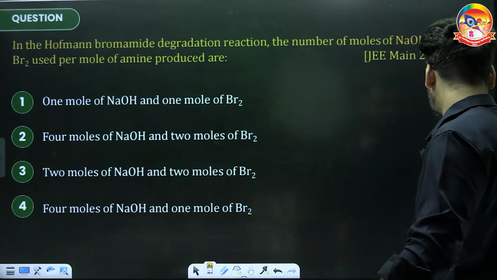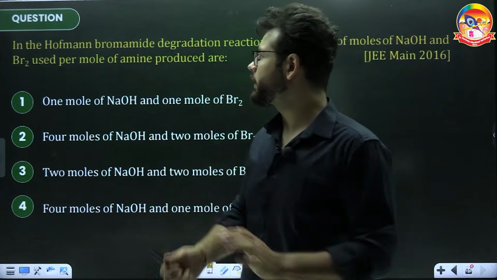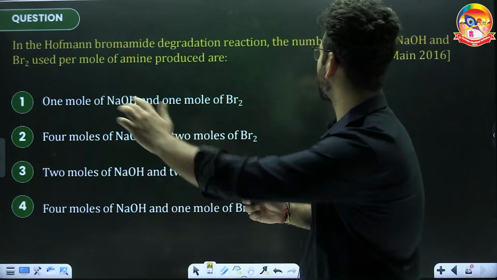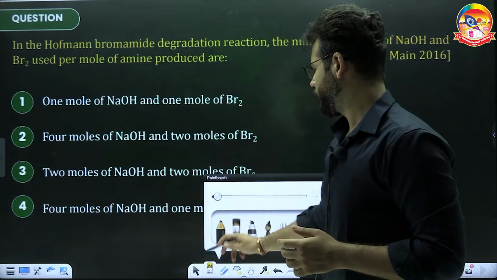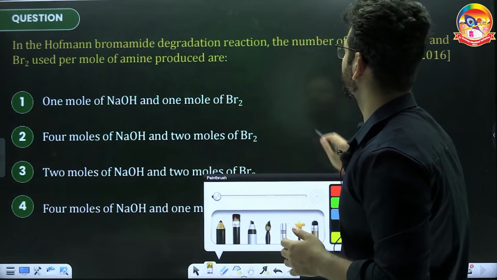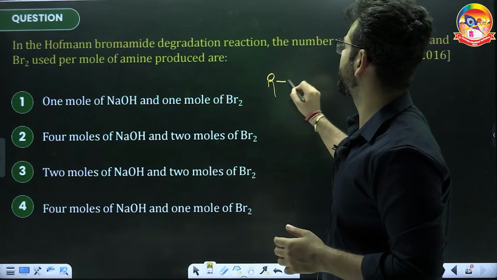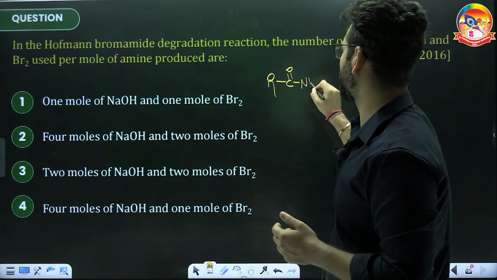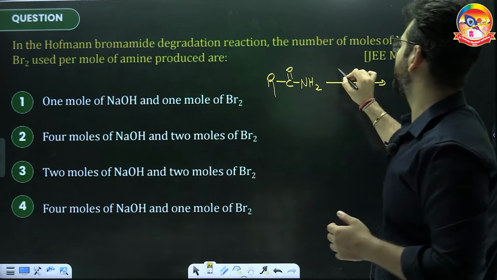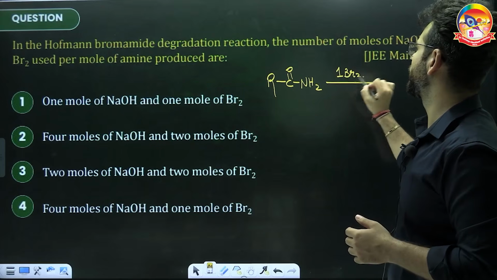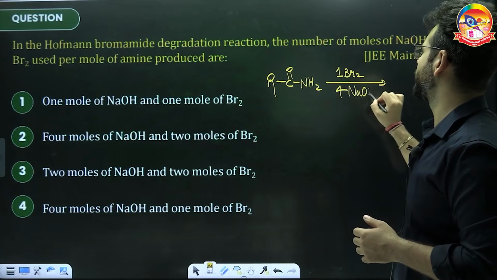Okay, this is the last question we have. So we'll keep it till here. I want you to tell me, because I just told you the way to do the Hoffmann bromamide degradation. Whenever you are doing Hoffmann bromamide degradation, you require 1 mole of Br2 with 4 moles of NaOH here.